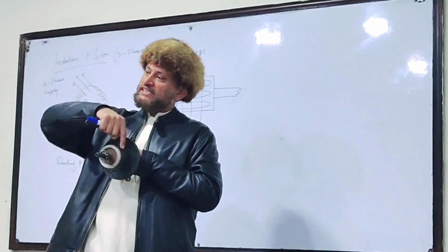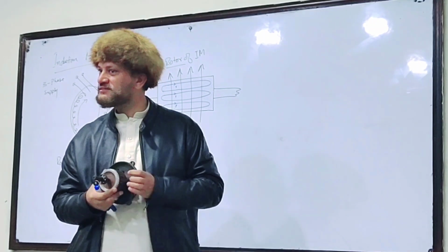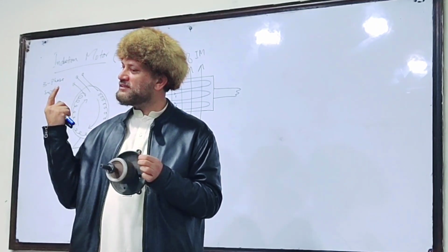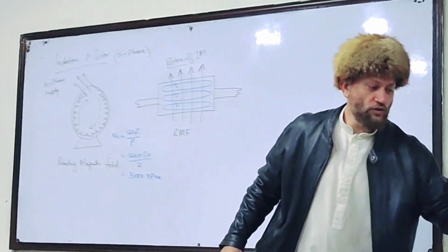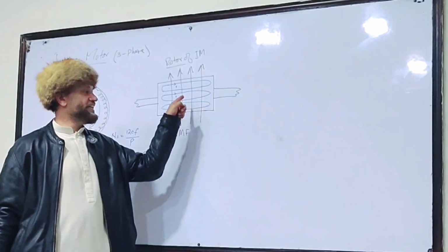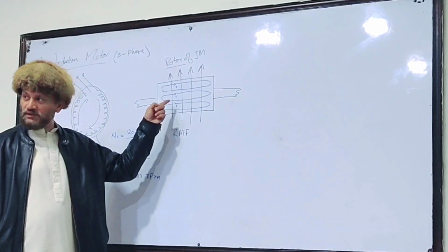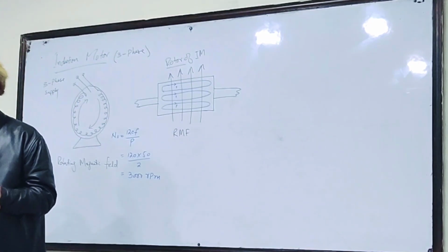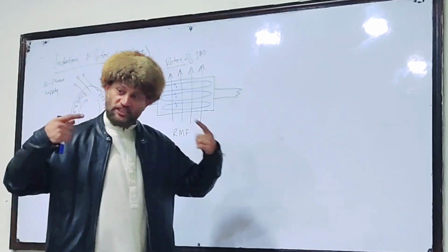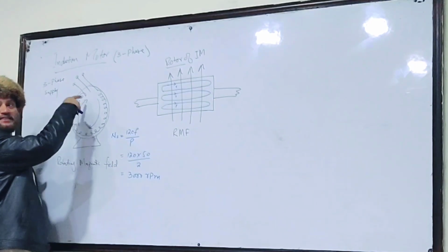When there is a force on each section of this rotor, what will happen? It will be rotated like this. Understand my point? Now look over here. Initially, this rotor was at rest. Maximum EMF was induced in these conductors, maximum current flowed through these bars, and maximum force was experienced by these bars. And as a result, this rotor starts rotating in the direction of the rotating magnetic field.